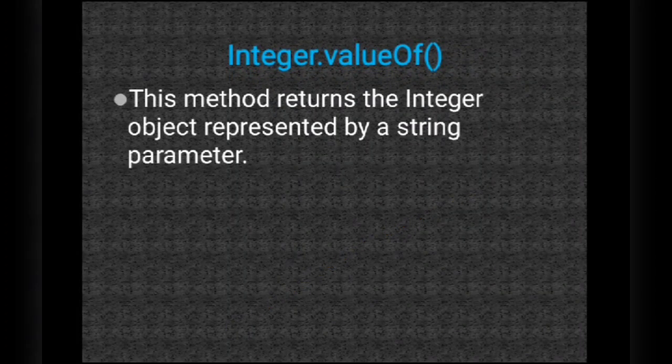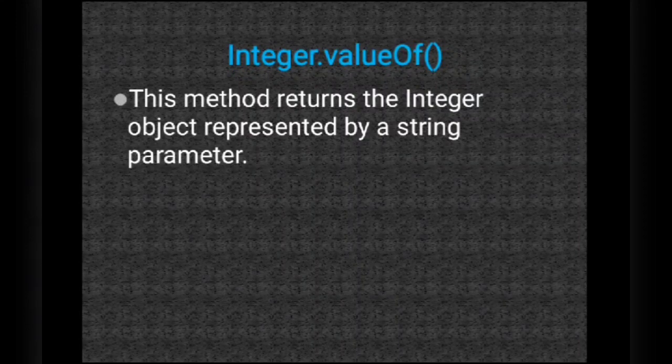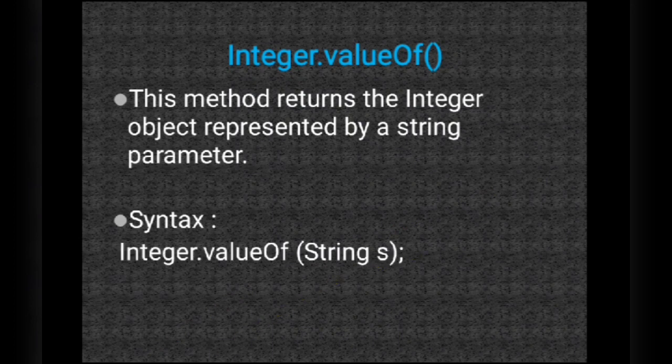Now let's talk about one more function, that is Integer.valueOf. Students, always remember, this method returns an Integer object. This method returns the Integer object represented by a string parameter. That means it will return it as an Integer object. Now the syntax: Integer.valueOf, and in brackets you have to pass the string value. Let's understand this concept with the help of an example.